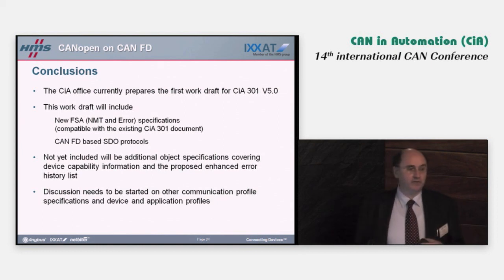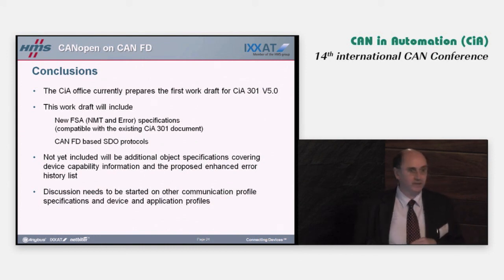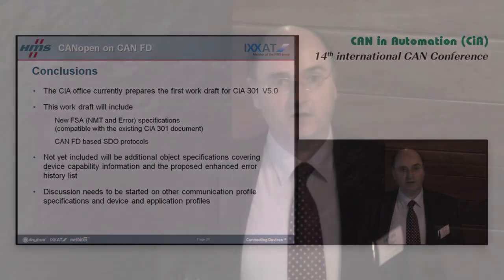Not yet included, or at least we haven't really discussed that yet, are additional objects that we would need to, for example, indicate what a device can do with respect to CAN FD in terms of maximum supported frame length and these kinds of things. I think on an enhanced error list, error history list, we haven't really found final conclusions either, so I'm not sure if we will introduce that. And clearly, the discussion needs to start, but that's outside of the special interest group application layer, on other communication profiles, such as, for example, LSS. Particularly LSS will be affected because we have to deal with 2 bit rates now, not only setting 1 bit rate. And device and application profiles, because for device and application profiles, you may want, or probably would like to profit even in default PDO mapping, for example, from the extended payload.